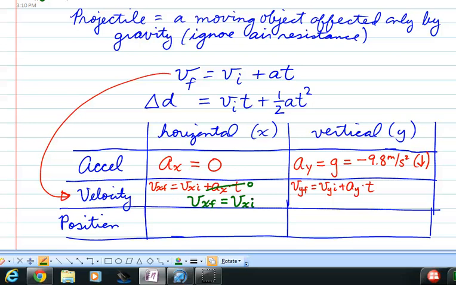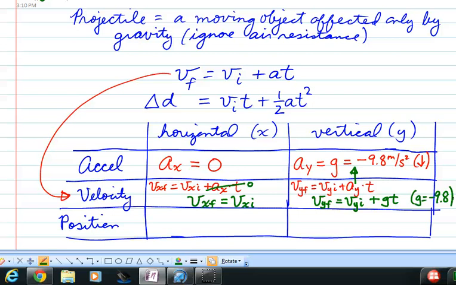Now the vertical direction is a little bit different. We don't have 0 for acceleration. As a matter of fact, ay is equal to negative 9.8. And so the way that we're going to write this equation is Vy final is equal to Vy initial plus g times t. And we're just going to say that g is negative 9.8. Okay, so just remember that. And we're saying by definition that downwards is negative and upwards is positive. Okay, so far so good? You're supposed to say yes.